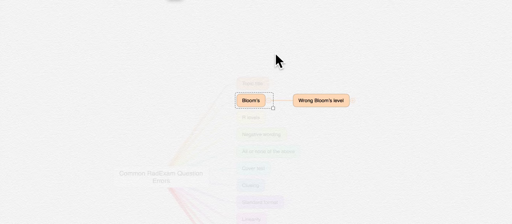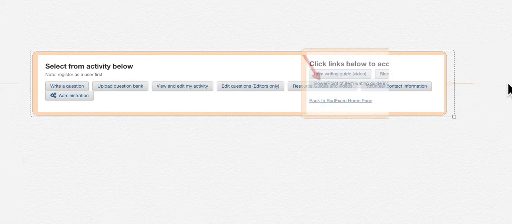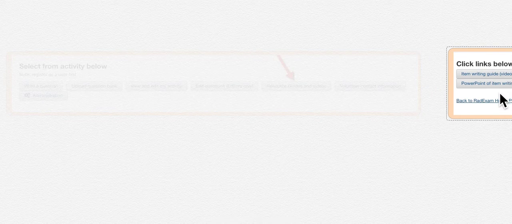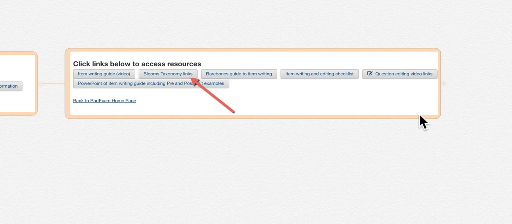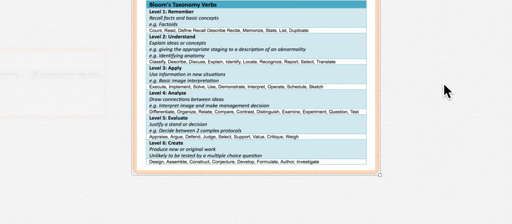The second area is in assigning the correct Bloom's level. Now, I know that this is not familiar to many of you, and I would highly recommend that you go to the RadExam website where you'll see a number of resources and guides linked from the home page. If you click on those, it's going to come up with this menu here, one of which is the Bloom's taxonomy links, and you can look at some resources in there. But just to run over them briefly for you, particularly as they pertain to ExamWeb.